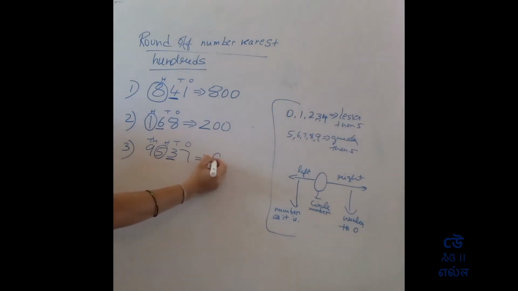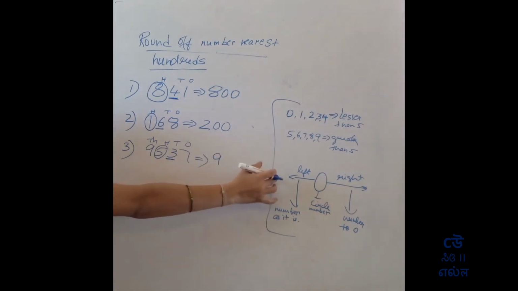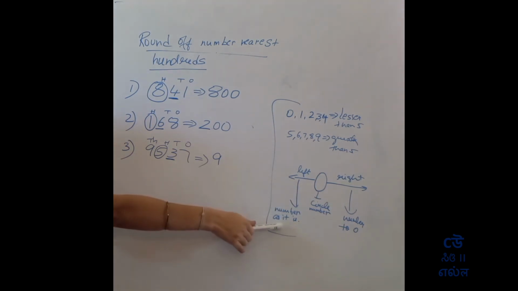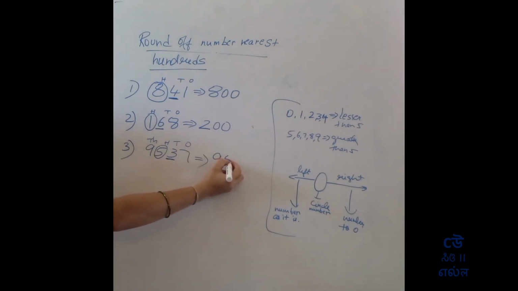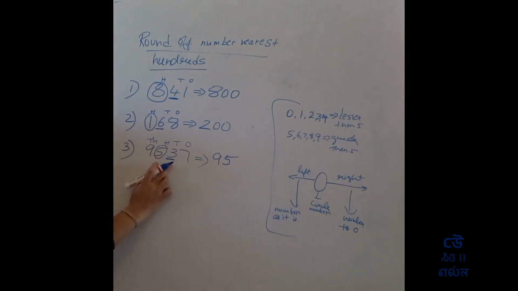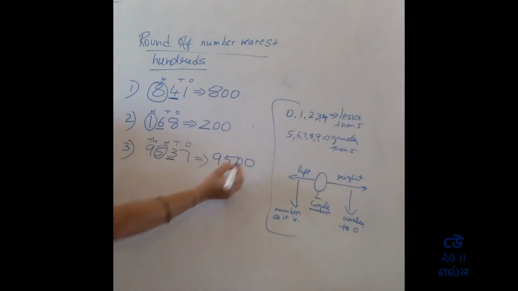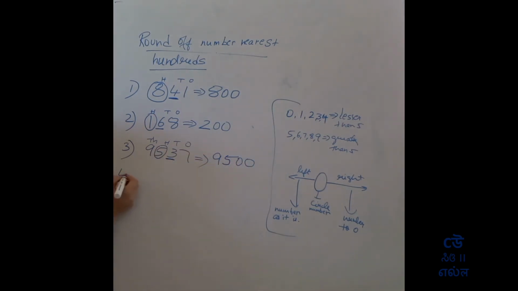So, left side to the circled value, what should we do? Write that number as it is. Okay. Next, the circled value will be the same because 3 is less than 5. Next, right side to the circled value will be 0, 0. Okay, understood, children?